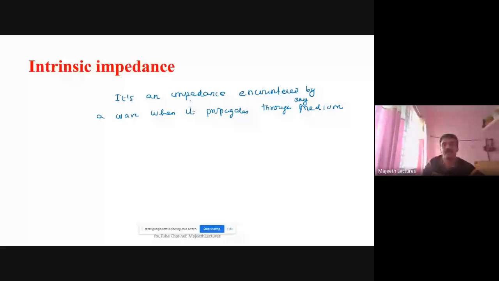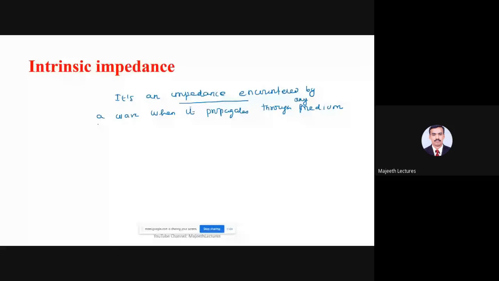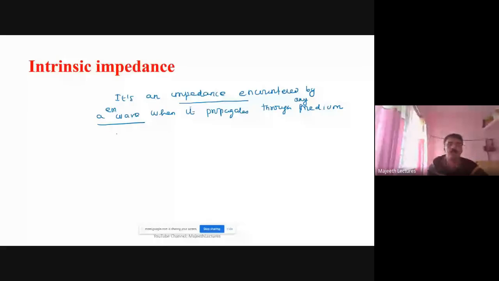So it is just like impedance encountered by a current when it is propagated through a medium, right? Like that, intrinsic impedance is an impedance encountered by a wave, whereas the impedance in a circuit area, electronic circuits, any communication, anything is impedance encountered by a current. Here it is encountered by an EM wave, when it propagates through any medium. Okay. So what is the formula to find the intrinsic impedance? Eta, sorry, it is not N, it is eta is equal to E by H.